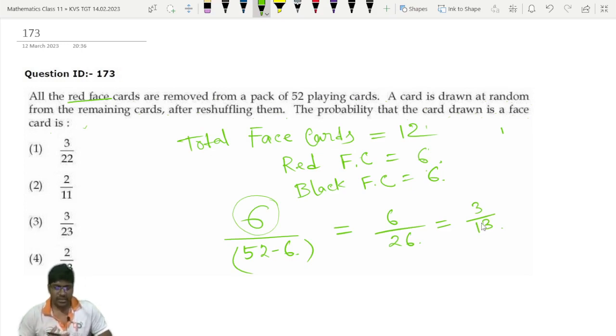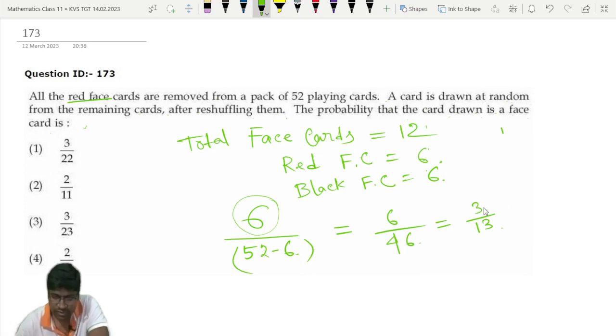It should be 3 by 13. Okay, sorry, here I made some mistake. That 52 minus 6 will be what? 52 minus 6 will be equal to 46.